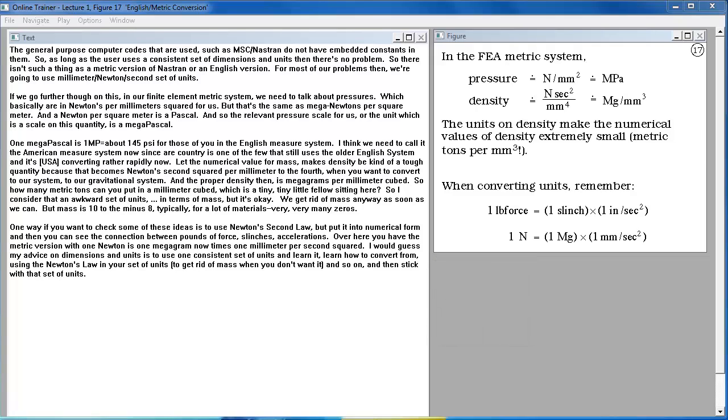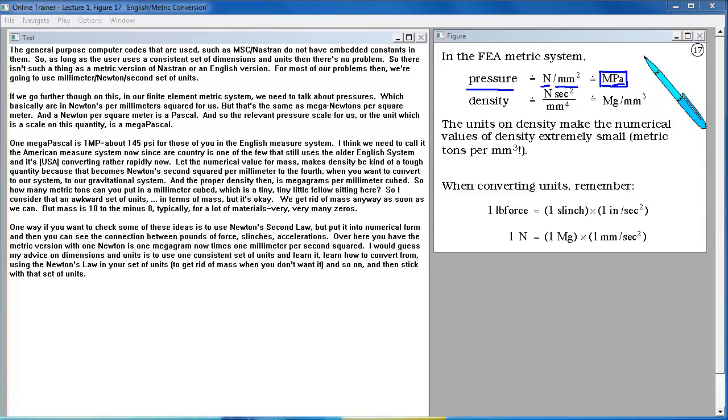If we go further though on this, in our finite element metric system, we need to talk about pressures, which basically are newtons per millimeter squared for us, but that's the same as meganewtons per square meter. And a newton per square meter is a Pascal. And so the relevant pressure scale for us, or the unit, which is a scale on this quantity, is a megapascal.